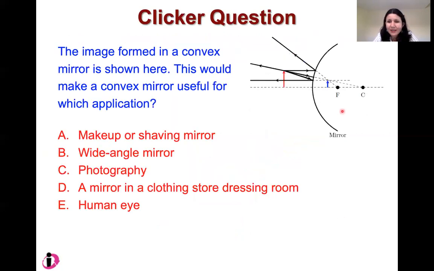Okay, this is a fun, more conceptual question to make you think: why would we ever use a mirror like this? So remember, this is ray tracing showing an object and a convex mirror, which is making this virtual image. So what's a good application for this type of mirror? We have a makeup or shaving mirror, a wide angle mirror, photography, the human eye, or a mirror in a clothing store dressing room. So where do you think this is applicable?